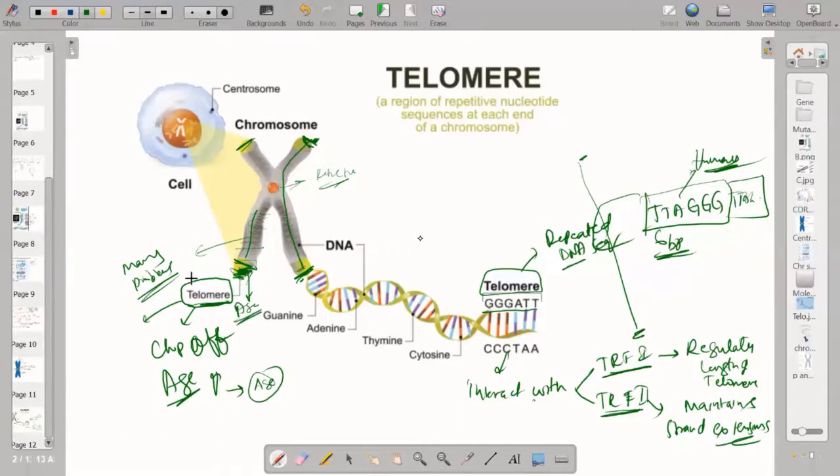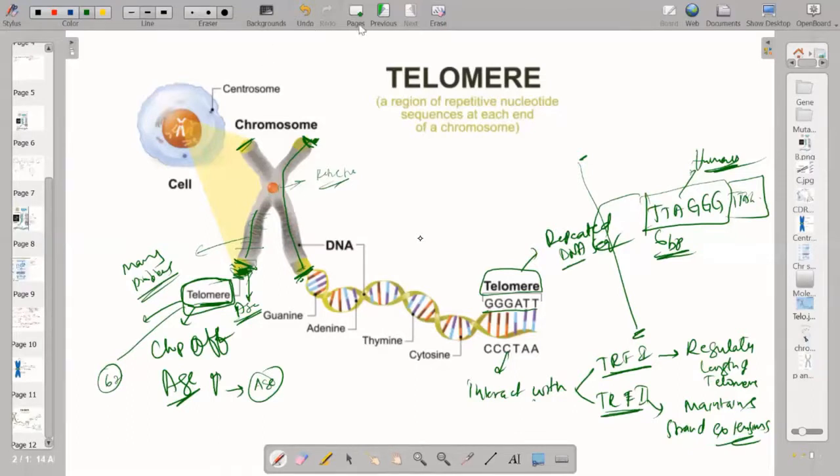A lot of research is going on as to how these telomeres are chopped off, or how the telomeres can be stabilized better. The role of telomeres in aging was discovered just 6 to 7 years back, and somebody actually received a Nobel Prize for this. You can go back and check it out. So that is about the telomeres.